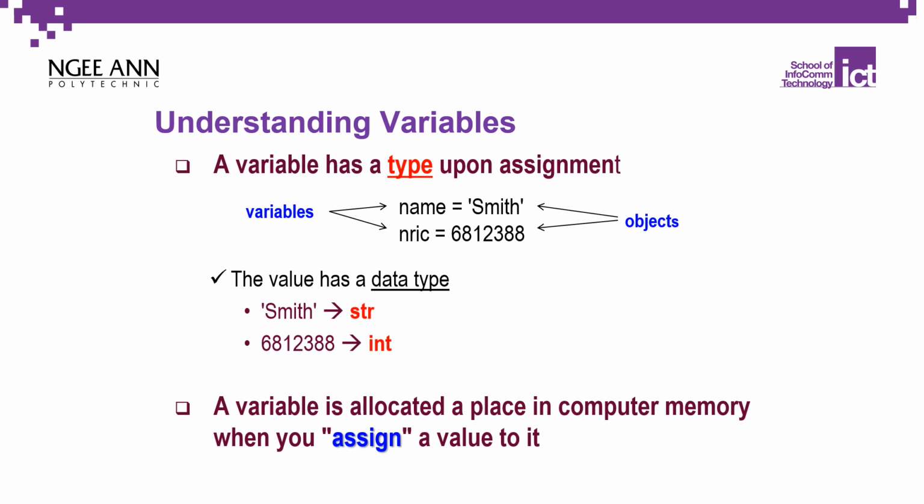So consider the following assignment statements. name equals "Smith" and NRIC equals 6812388. When these variables are given these values, their type is also determined. So in this case, the string Smith is given a type str, and the integer 6812388 is given a type int. What actually happens when these Python statements are executed is that the sequence of characters Smith is stored in some memory location. This location is mapped to the variable name, and its type is determined to be string. Similarly, the value 6812388 is stored in another location that is mapped to the variable NRIC, and its type is set to int.